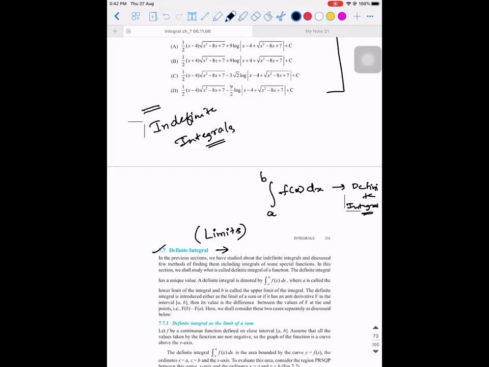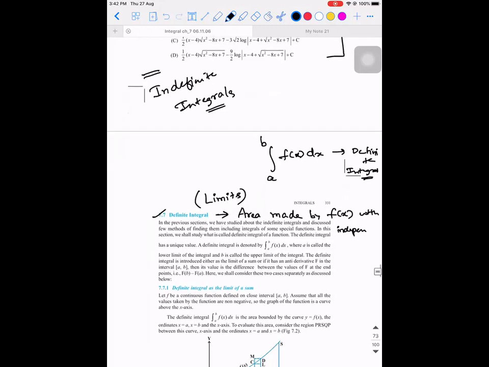So the output of a definite integral is the area under the curve made by f of x with the x-axis, the independent axis. Don't remember it as just x-axis. Suppose I write the question as integral of f of x dx, then it means the area made by f of x with the x-axis. This dx will tell.